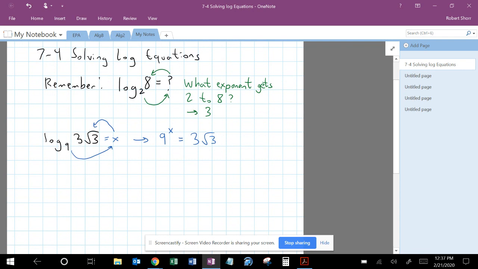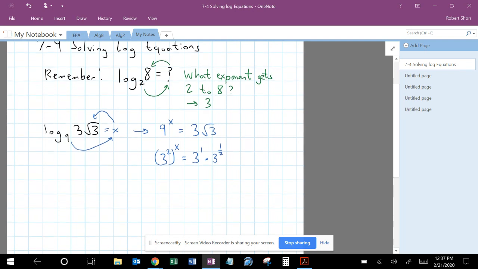Now we've turned it in. It's the harder ones from the previous lesson, but now we've turned it in to being 3 squared to the x. And this is 3 to the 1 times 3 to the 1 half. We're trying to get everything in terms of 3, and we're also trying to get only one 3 with one exponent on each side. On the left, we can apply the rule of exponent to an exponent means multiply them. So that's 3 to the 2x.